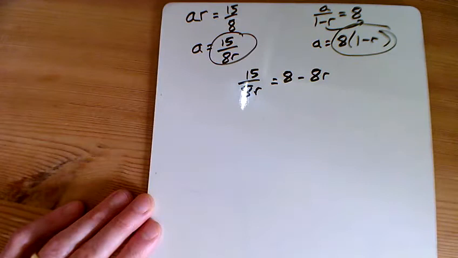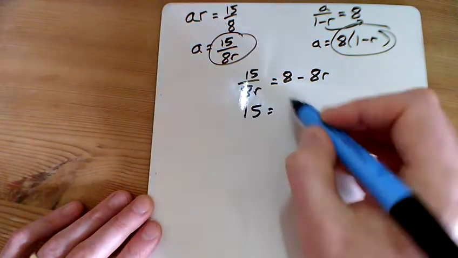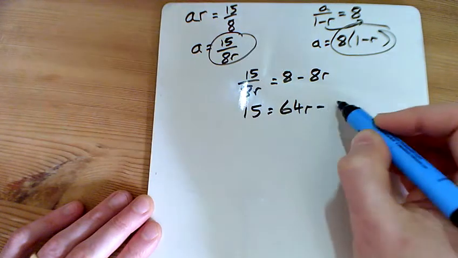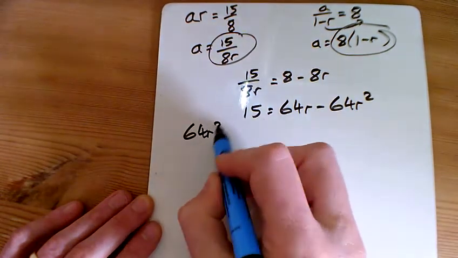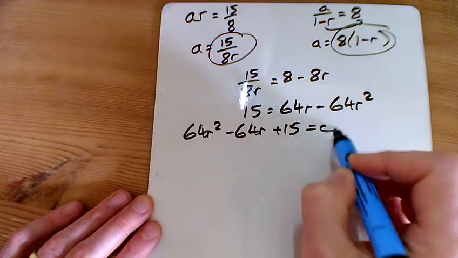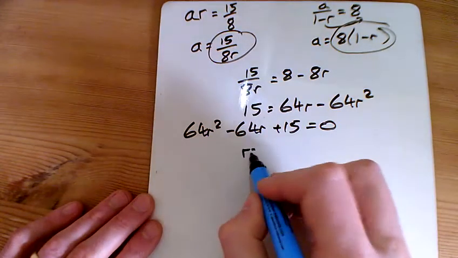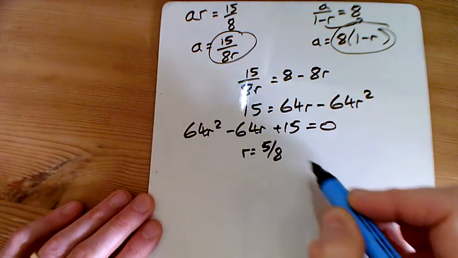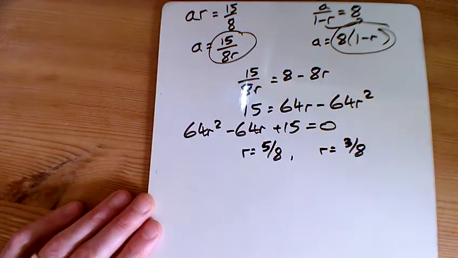8 minus 8R. Times the 8R up from the bottom here, we're going to get 64R minus 64R squared, and dragging everything over to one side gives us the quadratic we were looking for. Now, putting that into the calculator and just getting that to solve gives us two answers. R is 5/8 and R is 3/8.